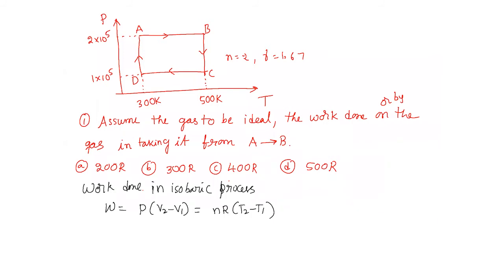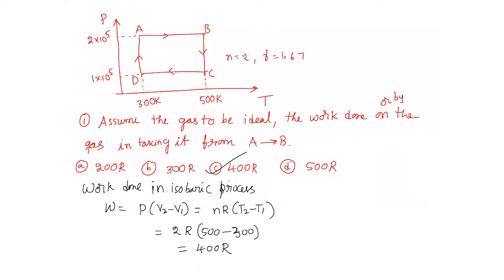In the process A to B, when the gas goes from A to B, the change in temperature is 200 Kelvin. The number of moles is given, which is 2, and the R value is R. The final temperature is 500 and the initial temperature is 300, so you'll get 400 R. This is how you have to calculate. And this is positive. What do you mean by positive? Work is done by the gas. Understood, children? Copy that.